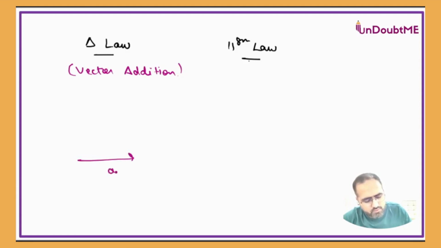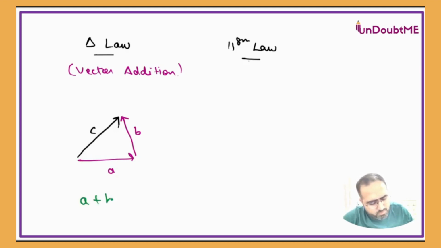So in a triangle law, if I have two vectors which are along two adjacent sides of a triangle, the third vector will be along the third side of that triangle. So if I follow that, then I can say that A plus B is equal to C, where A, B, C are the vectors.